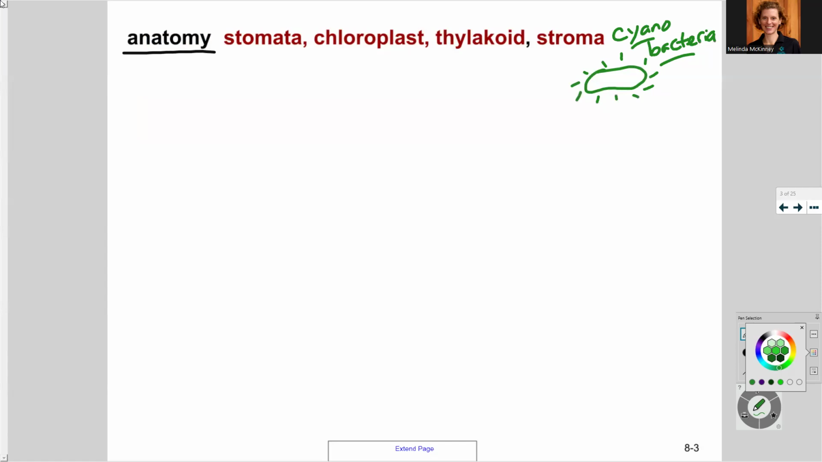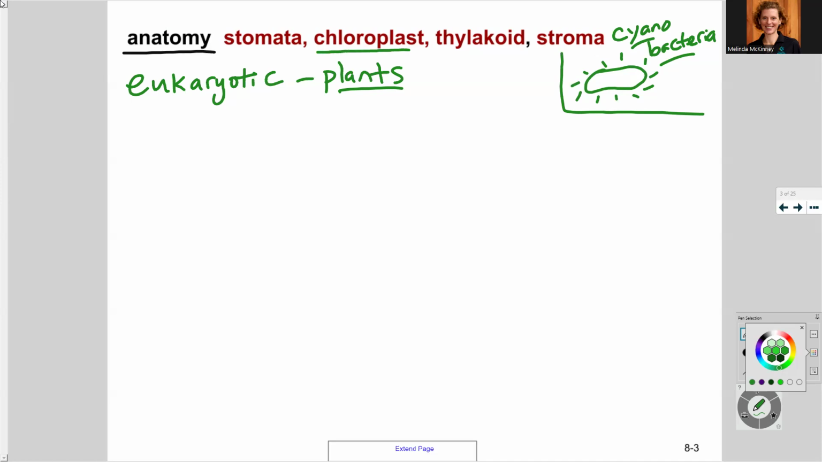For the purposes of this class, we're really going to be looking at eukaryotic photosynthesis. In eukaryotes, remember that is an organism that has a nucleus. We're really focusing on plants. There are other eukaryotic organisms that are capable of photosynthesis, namely protists, but we're not going to be covering those in this class. In plants, the organelle that we learned is the site of photosynthesis in a cell is the chloroplast.